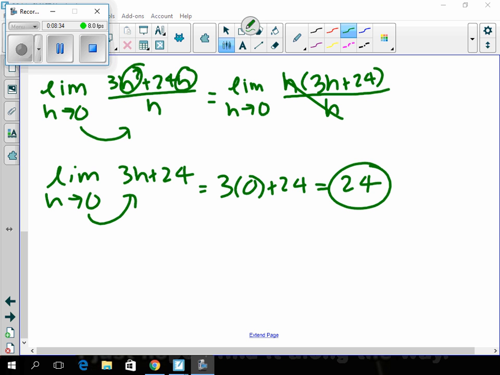So what I found is the slope of the tangent line at x equals 4 for my function f of x equals 3x squared plus 7.